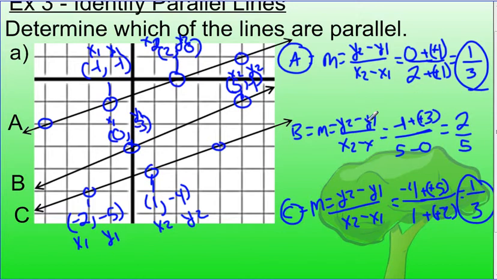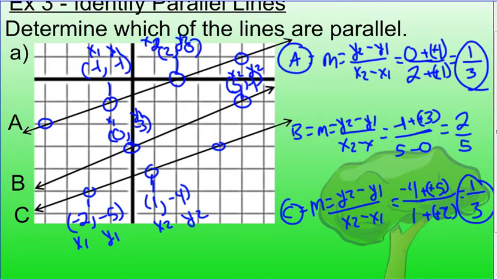A lot of work for one problem, but the work was not hard. In each problem, all we did was find the slope using that same formula. We found 2 points on the line, labeled them as x1, y1, and x2, y2, plugged those values into the formula, did the math, and then we just saw which two were equal.